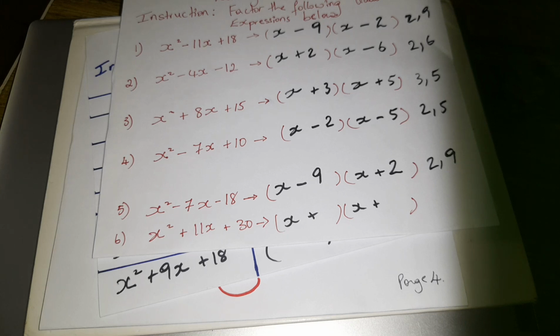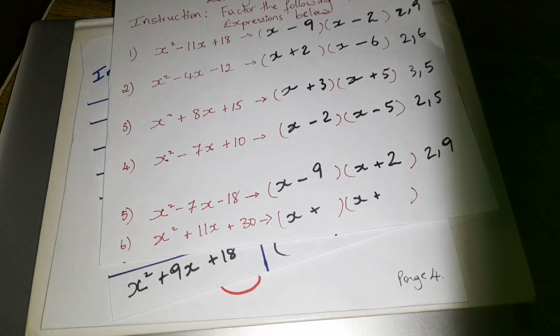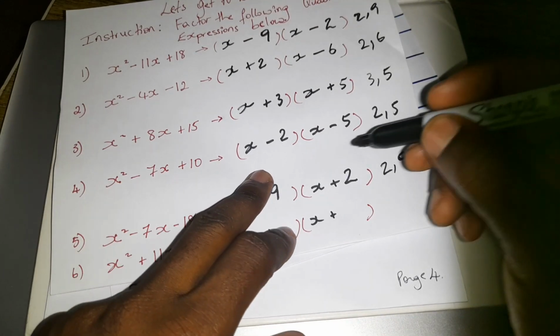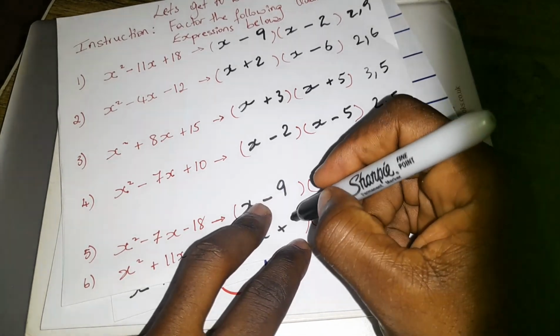Which 2 numbers, when you multiply them, you get 30, but when you add them, you get 11? That looks like, knowing your timetable, people, that looks like 6 and 5. It's a level 1. Put the numbers in anyway.